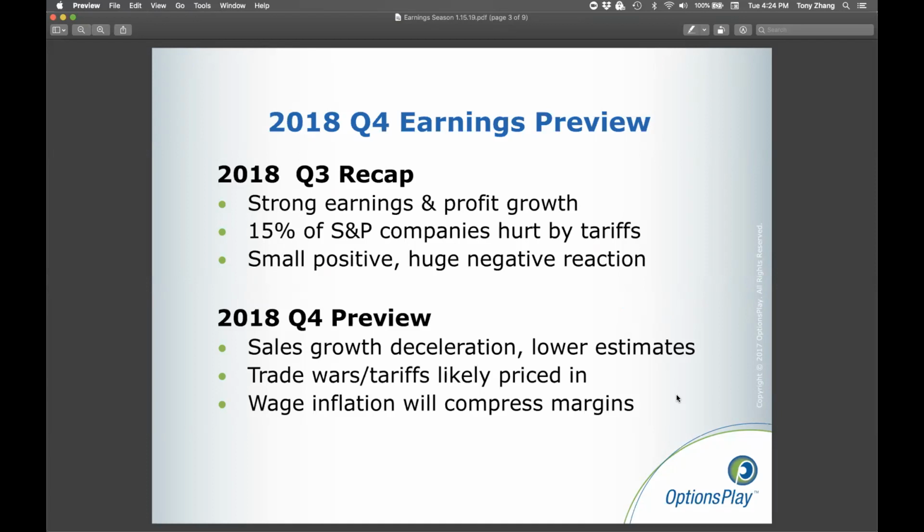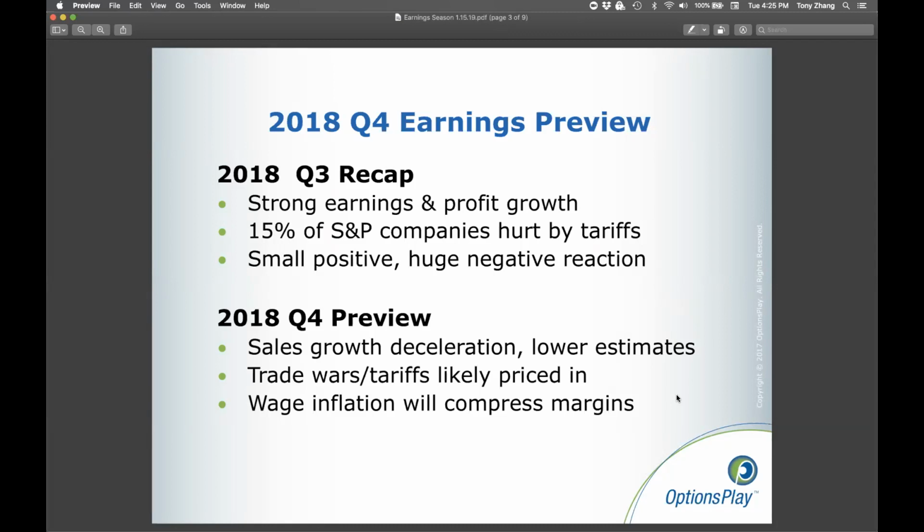However, during that time, we did see that 15% of S&P companies did mention that they were hurt in some way, shape, or form, or negatively affected by the tariffs and trade wars that we're currently going through right now. That has caused a lot of volatility in the markets in Q4. So that is a big headline for us to pay attention to going into Q4: how much of that tariff and trade war rhetoric has actually affected corporate profits, because Q4 is really the first full quarter that we've seen of companies being affected by the tariffs.